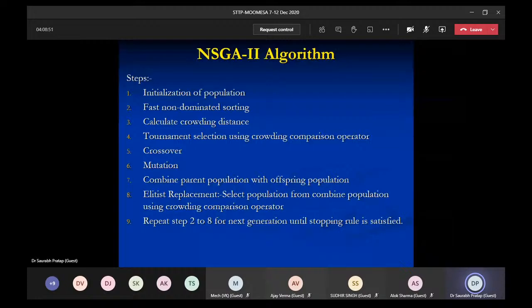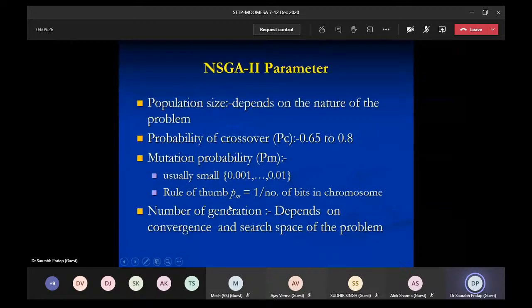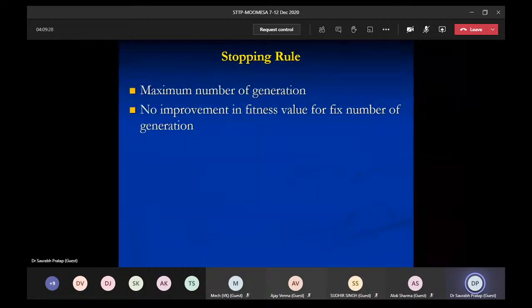Then we combine the parent population with the offspring population, and after that we have to replace the worst solutions. Now we have P1 and P2, and after that we have to rank the population, and the worst population we have to remove from the population. So I will explain by example, that will be easier.